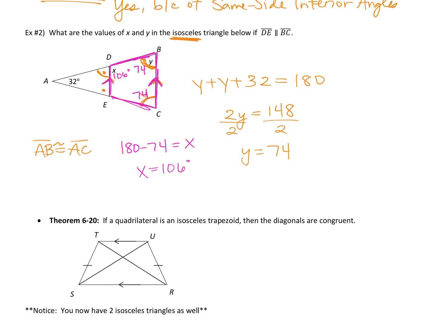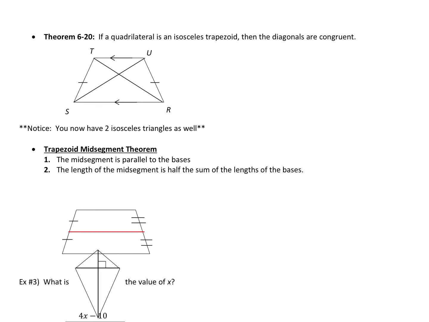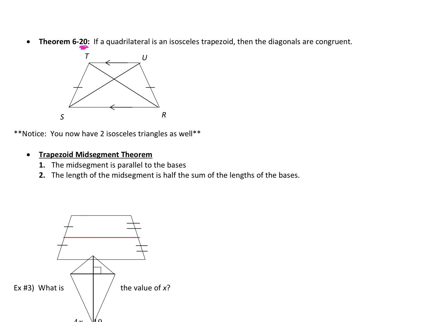Okay, another theorem for you. That's how you know you've got a lot of theorems when we get into the 20s in a chapter. So theorem 6.20 says, if a quadrilateral is an isosceles trapezoid, then the diagonals are congruent. In other words, we can say right now that TR is congruent to US. That is only if it's an isosceles trapezoid. That doesn't have to be the case on any other trapezoid, okay? But if it's an isosceles trapezoid, TR is congruent to US, okay?